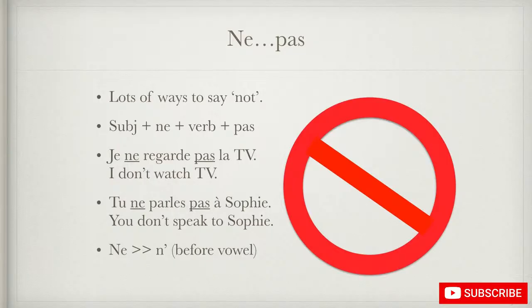Also, it's important to note that whenever ne comes before a vowel, such as A, E, I, O, or U, or H, or Y, then the N loses its E and you have a little apostrophe on there. This is common in French, and we'll come across it more in the coming lessons. So again, je ne regarde pas la télévision. Tu ne parles pas à Sophie. That's the equivalent of don't or not.